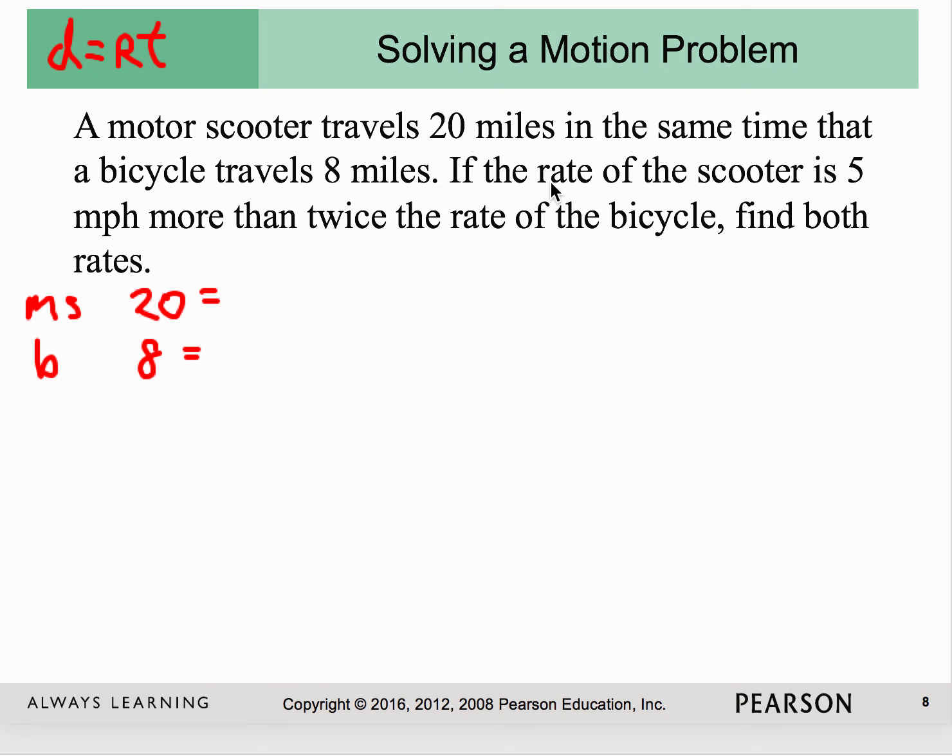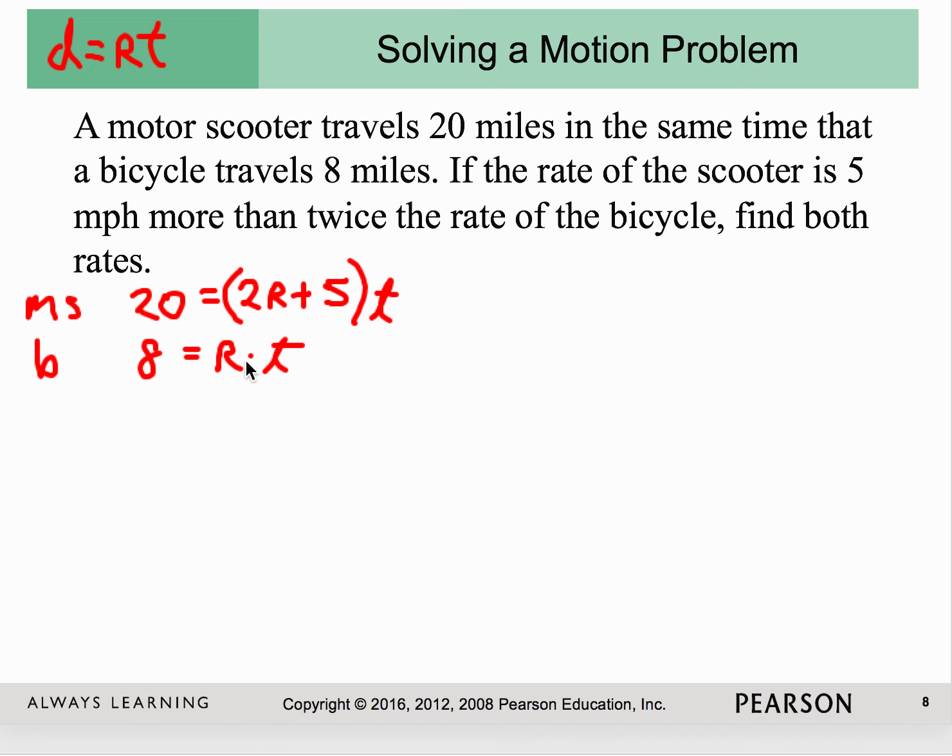Okay, the rate of the scooter is 5 miles per hour, so it's telling me about the scooter. I don't know about the bicycle, I'm just going to use R. But the scooter is 5 miles per hour more than twice the rate of the bicycle. Twice the rate of the bicycle plus 5. This is 5 more than twice the rate of the bicycle. And once again, it says in the same time, so they both get a T because that number is the same. I don't know the rate of the bicycle, but I know the rate of the scooter is 5 miles an hour faster than twice whatever that is.